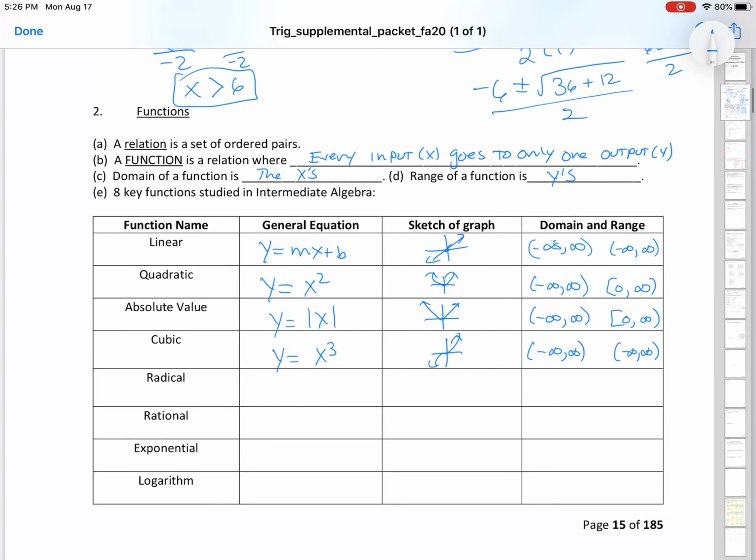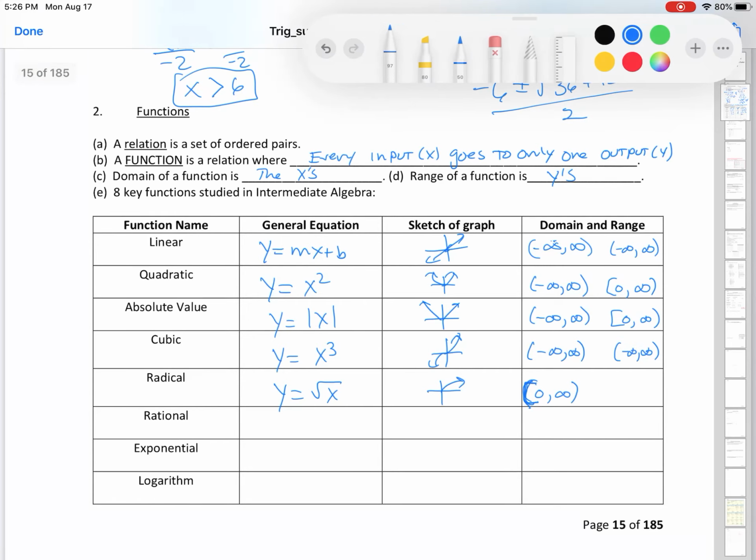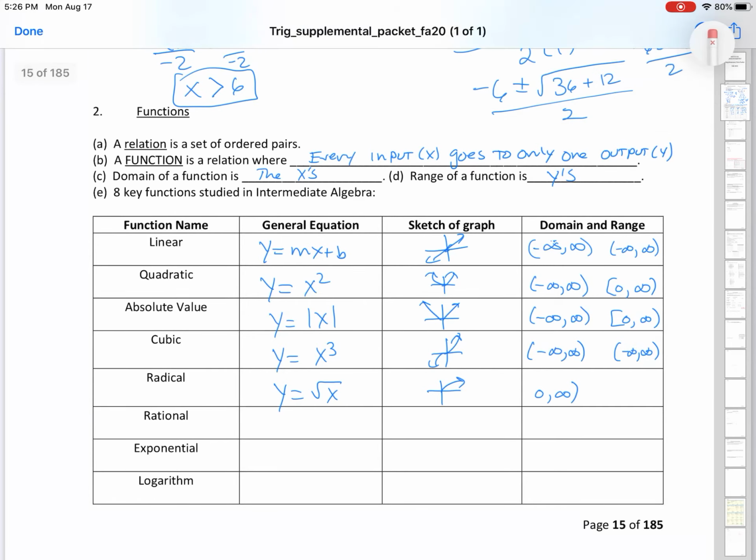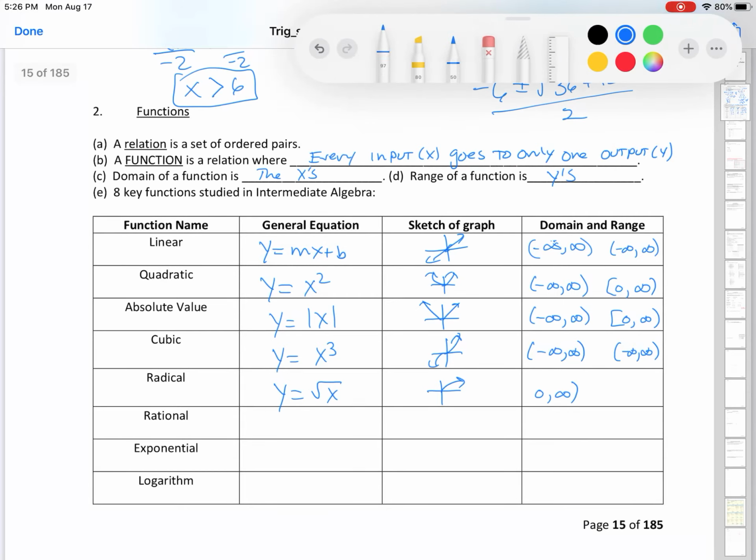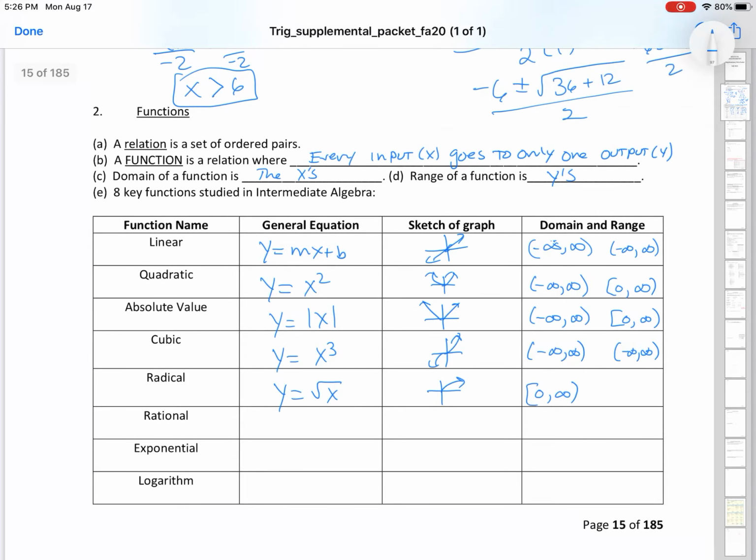The radical function, the square root function. It looks like this. Its domain is not all reals. Its domain is only positive numbers or 0. So let me erase that so it's a little bit clearer what I'm trying to write there. It should be a bracketed off 0, and its range is from 0 to infinity as well.